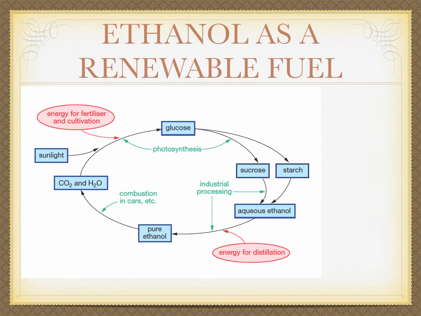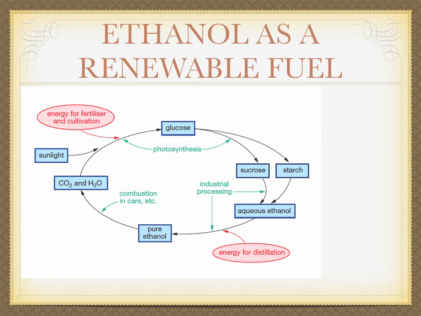Glucose then can be found in the form of sucrose or starch or cellulose, which can be fermented into aqueous ethanol. However, at this point we need some more energy to come in to distill that and purify it to 100% pure ethanol down the bottom of the circle. So we've got another energy input, and the energy for distillation of course is going to come from the power grid, which at the moment is sourced from crude oil derived fuels. And then that pure ethanol can be used for all manner of things, combustion in cars, etc.